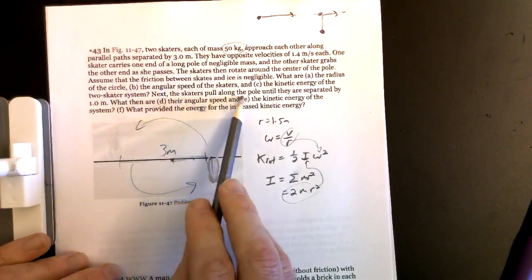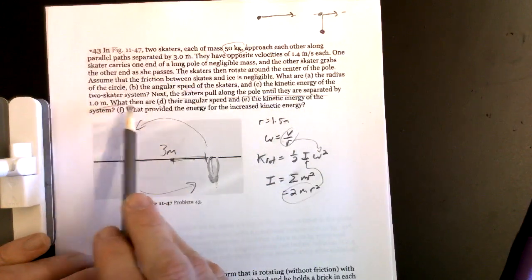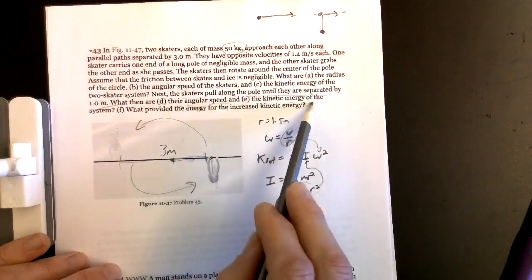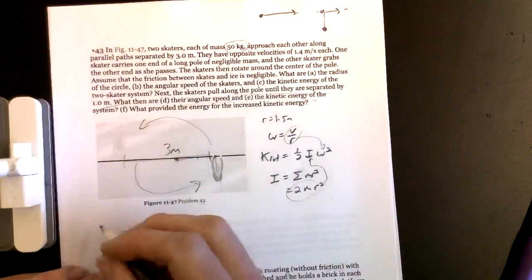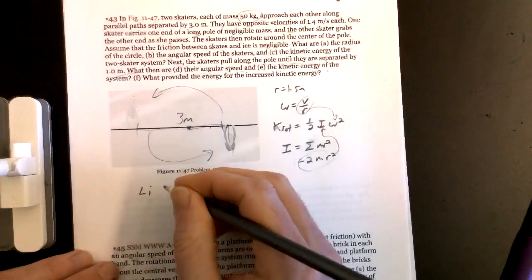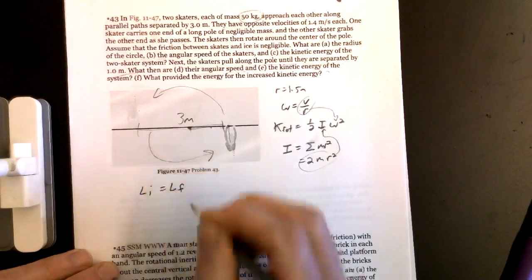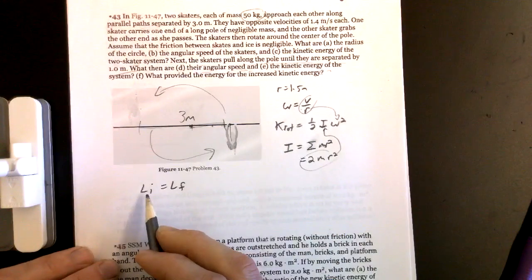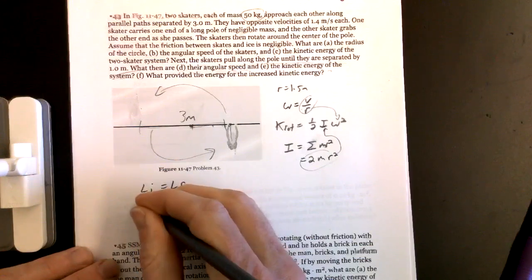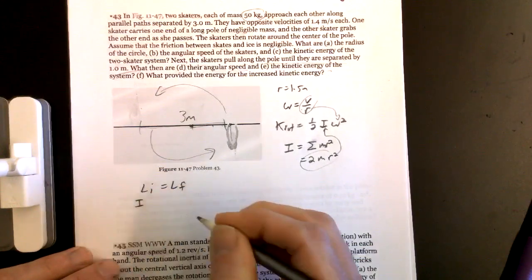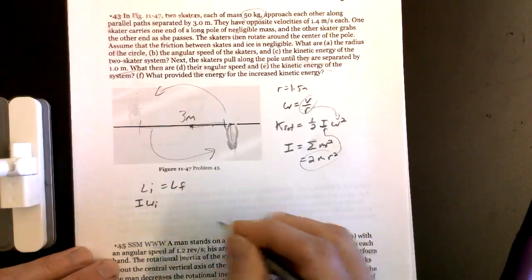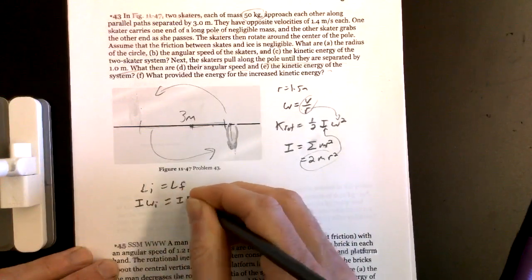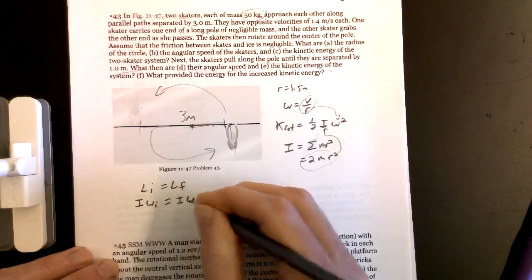So then it says, next the skaters pull along the pole until they're separated by 1 meter. What's their angular speed? And then the kinetic energy of the system. So this time we definitely have to use conservation of angular momentum. So we're going to have an L initial equals an L final. And then this is kind of a strange situation because we have their moment of inertia together times their initial angular velocity, and that's I times their final angular velocity.